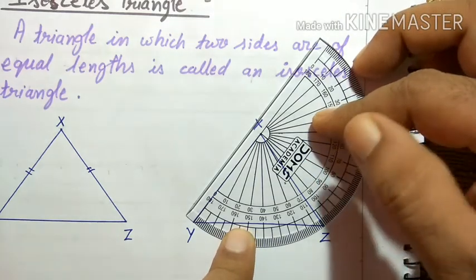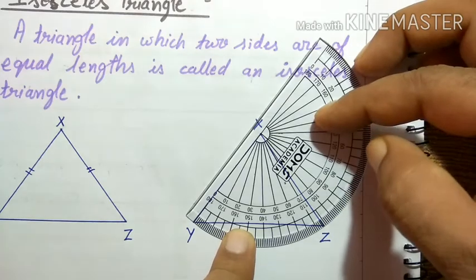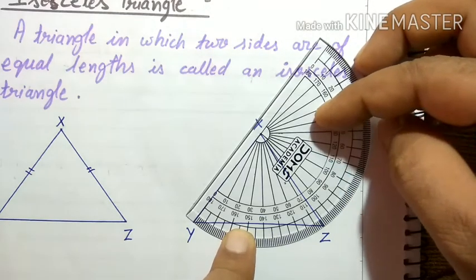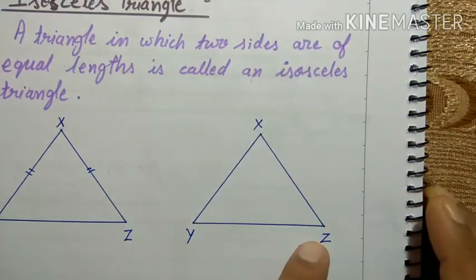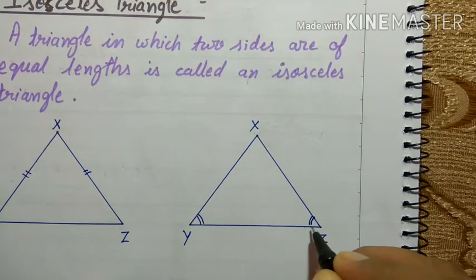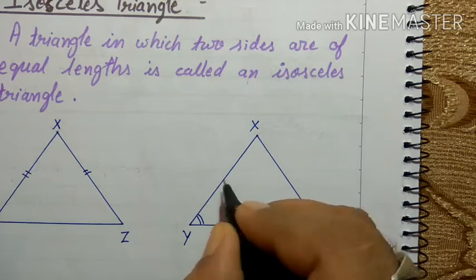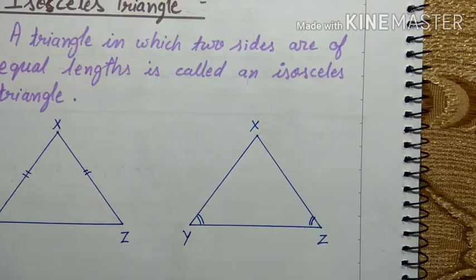So angle x is about 74 degrees. That is not equal to these two angles. These two angles are of equal measure: angle y is equal to angle z. These two angles are of equal measures and these two sides are equal in length.